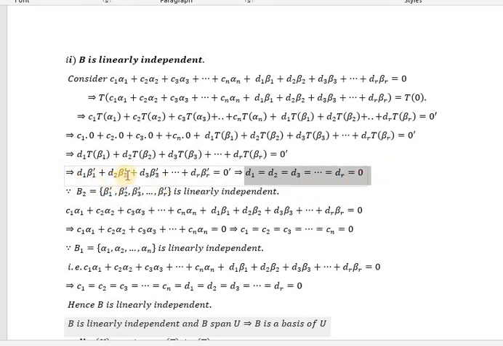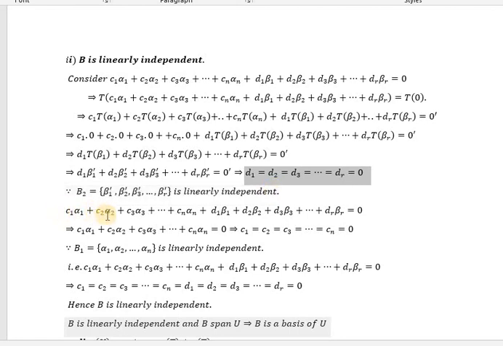Because beta 1 dash, beta 2 dash, beta 3 dash cannot be zeros. They are the images of beta 1, beta 2, beta 3. Hence, d1 beta 1 dash plus d2 beta 2 dash plus dr beta r dash is equal to 0 dash implies that d1, d2, d3 and so on are equal to 0, since B2 is linearly independent. Since this is linearly independent, it can be written as the linear combination of preceding vectors.